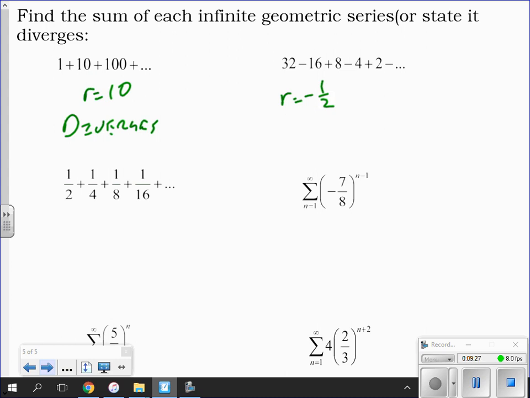So the infinite sum is equal to the first number, 32, divided by 1 minus R, 1 minus -1/2. And I add them all together, and I get 64 thirds. That's what that adds up to. If I add up all those numbers infinitely, it will approach 64 thirds. Will it actually be 64 thirds? No, but it will get so close, it doesn't really matter. Okay?